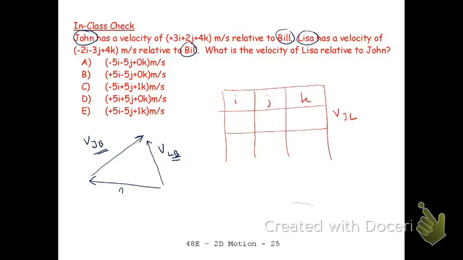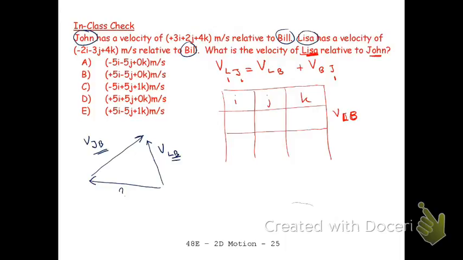So, it says, what is the velocity of Lisa relative to John? So, velocity of Lisa relative to John is equal to the velocity of Lisa relative to something, and the velocity of something relative to John. So that's going to be Lisa relative to Bill, and Bill relative to John. So there's my classic equation. I start with Lisa, I end with John, and I put Bill in between.